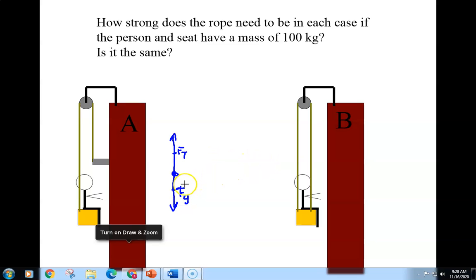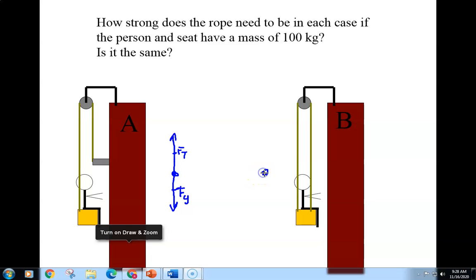So let's say it's 100 kilograms, let's round gravity to 10, and say 1,000 newtons. Okay, if there's 1,000 newtons of force down, the force of tension has got to be 1,000 newtons of force up. Okay, so that rope has got to withstand 1,000 newtons.